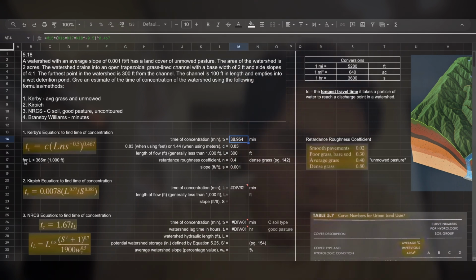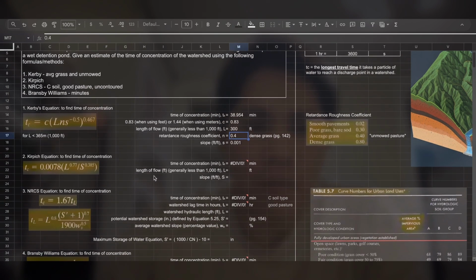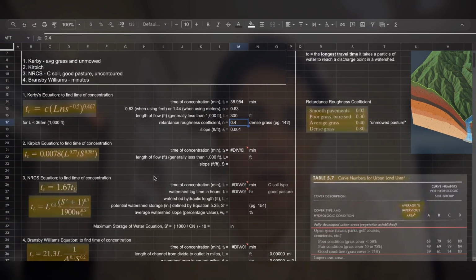Pay attention to this part here. Usually Kirby's equation is used when we have lengths of less than 1,000 feet. And in our case, we have 300 feet of length, so it's appropriate. We're going to see that in other equations, we are actually not following that. We're just solving it to compare them.